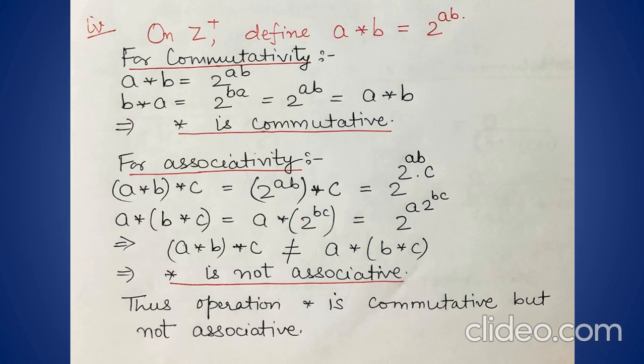Now apply the binary operation, so what we get is 2 to the power product of these two, that is a into 2 to the power bc. So we can check that these two are not equal, that is bracket a star b star c is not equal to a star bracket b star c. So here star is not associative, so we can conclude that this operation star is commutative but not associative. So this completes fourth part.